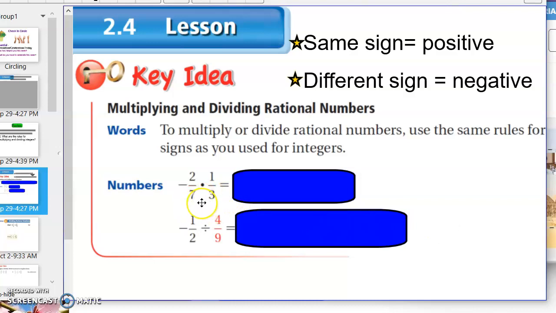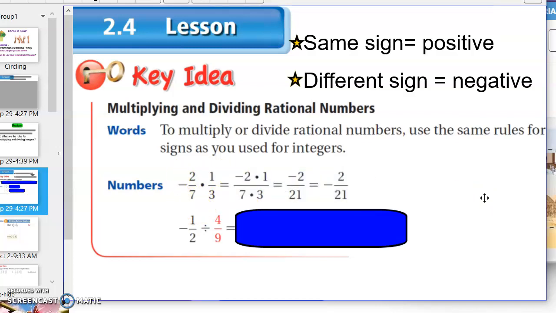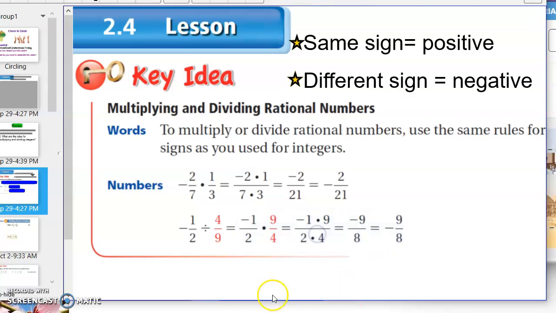So notice how I have different signs here, so my answer is going to be negative. There's nothing I can cross cancel, so I just multiply straight across, and I get the answer of negative 2/21. Second one here, remember to divide fractions, you need to multiply by the reciprocal. So I'm going to have to flip this one over and then I can multiply. So now I have negative 1/2 times 9/4. Well, I know my signs are different, so I know my answer is going to be negative. Nothing I can cross cancel, so I just multiply straight across and I get negative 9/8, or that can be simplified to be negative 1 1/8.